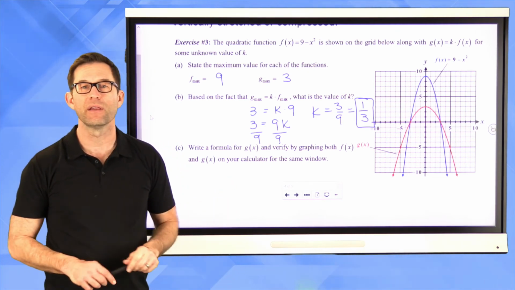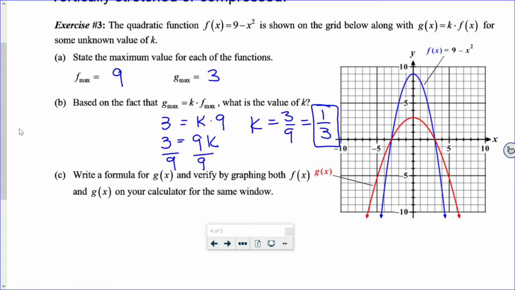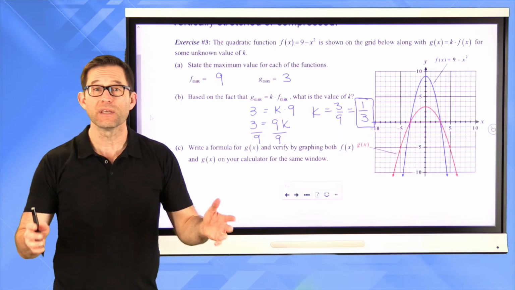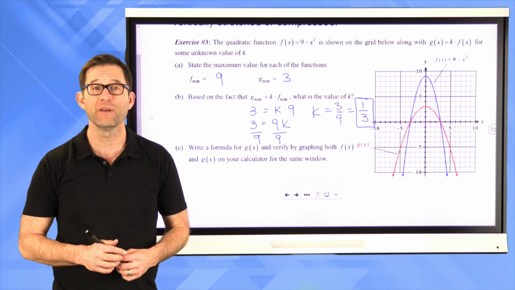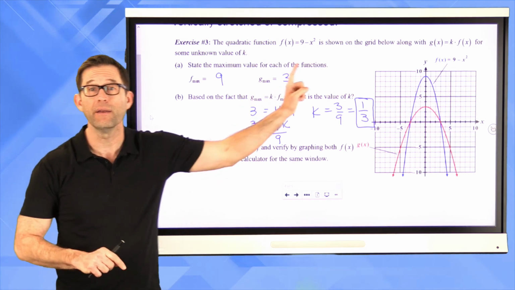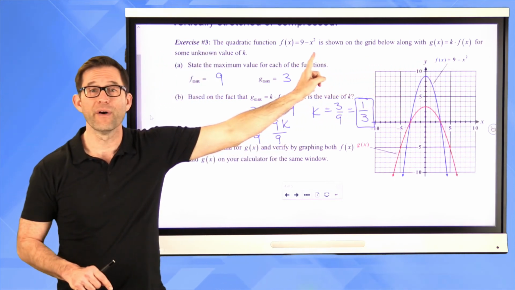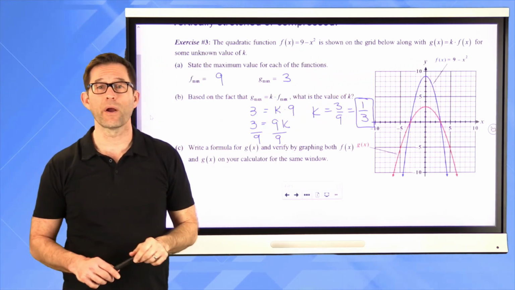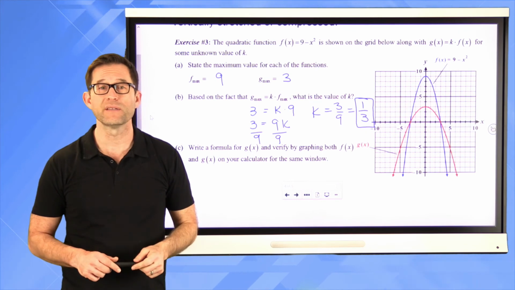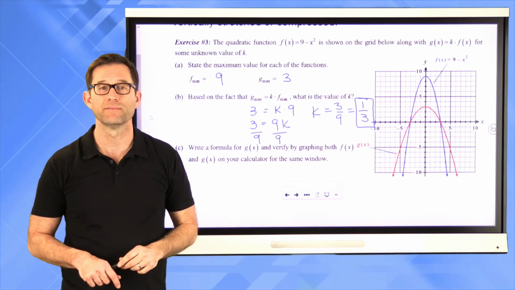Now let's take a look at letter C. Write a formula for g of x and verify by graphing both f of x and g of x on your calculator for the same window. All right, so see if you can produce a formula for g of x, given that you know g of x equals k times f of x, and you know f of x is 9 minus x squared. Pause the video now and go ahead and see if you can write a formula for g of x.